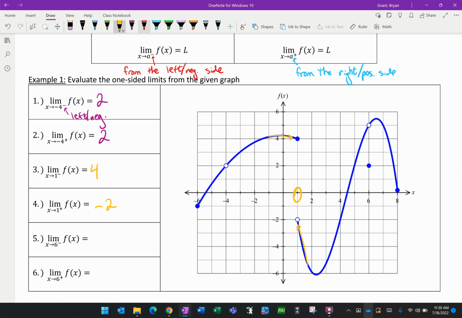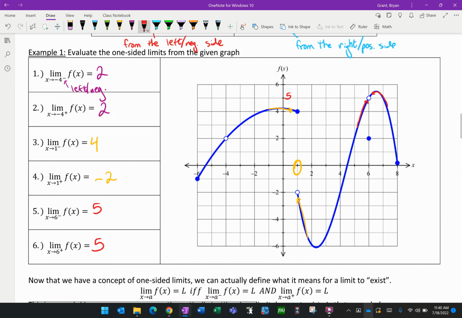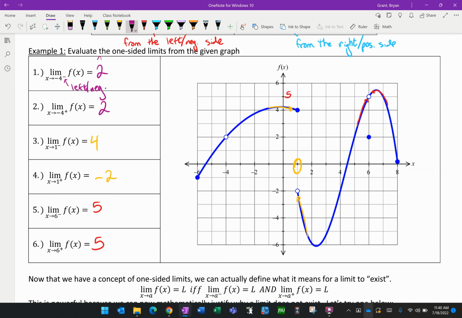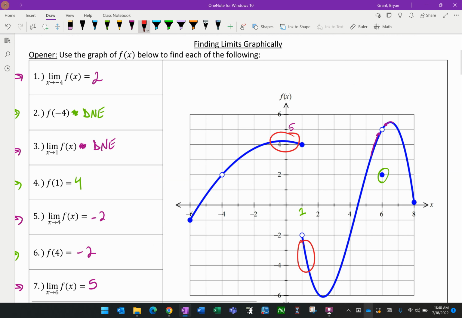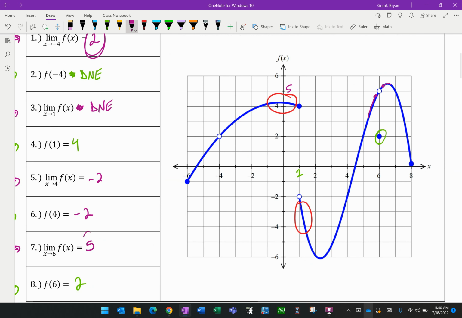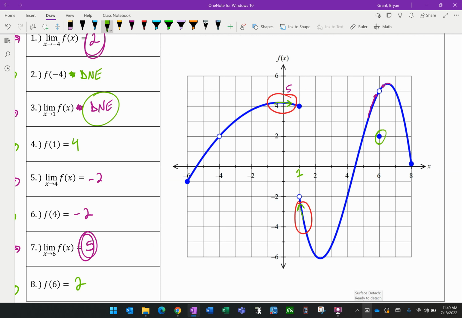This last part, as we approach 6 from the left side, we get closer to positive 5. That's hiding up here. And as we approach 6 from the right, or from the positive side, we also approach 5. Now, you might notice something here where our one-sided limits approached the same value, then on the previous page, you'll notice that that limit had a particular value. However, where our limits approached two different one-sided values, our limit ended up not existing.